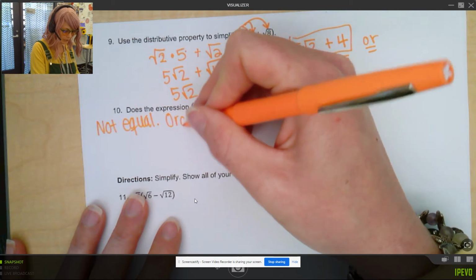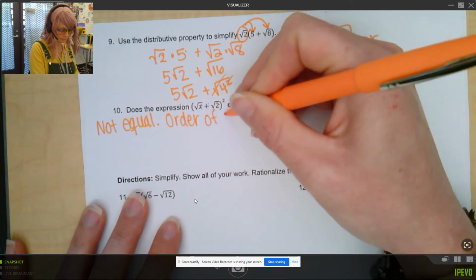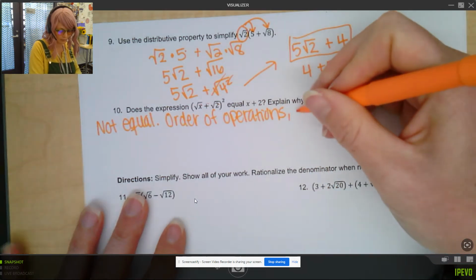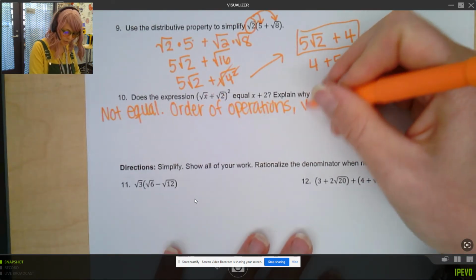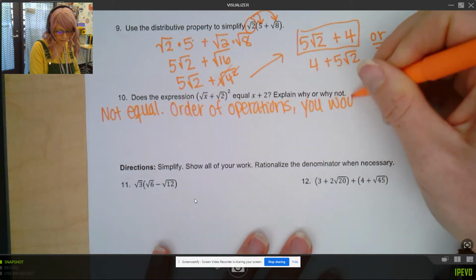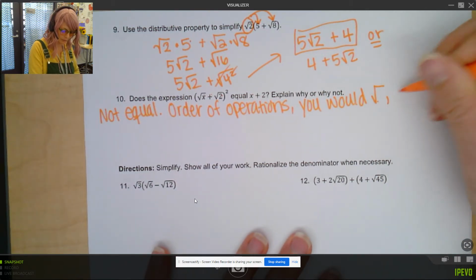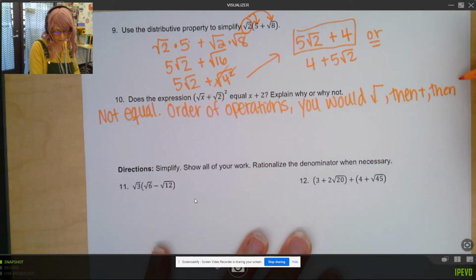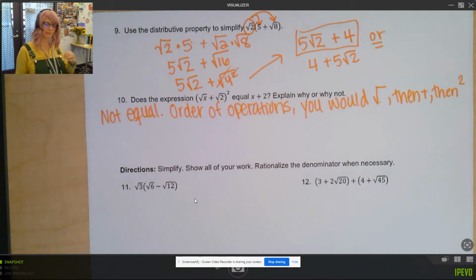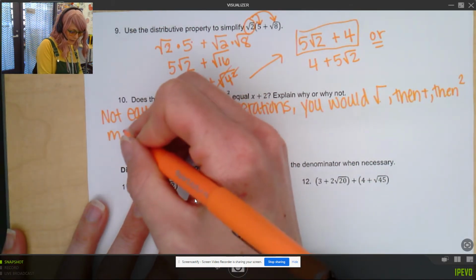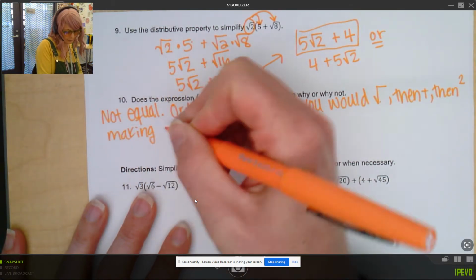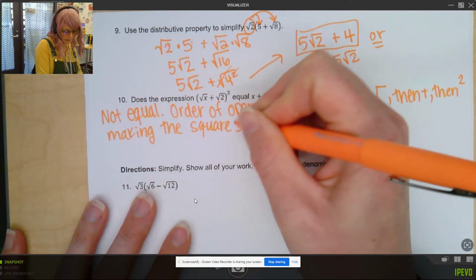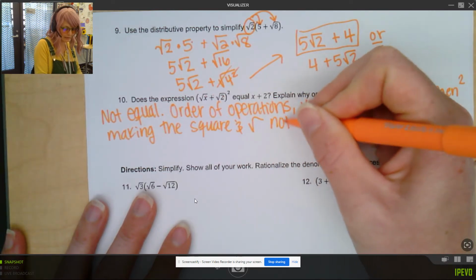So order of operations, you would square root, then add, then square, right? Making the square and square root not canceling out.